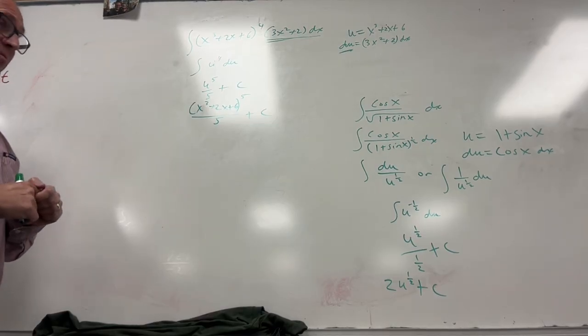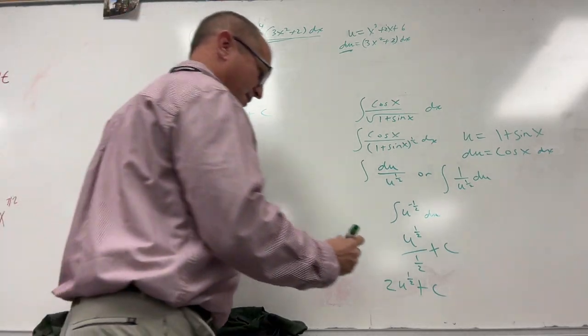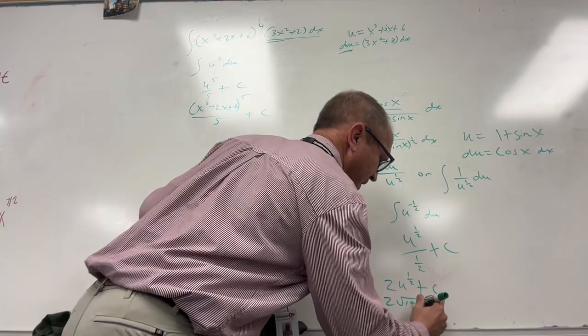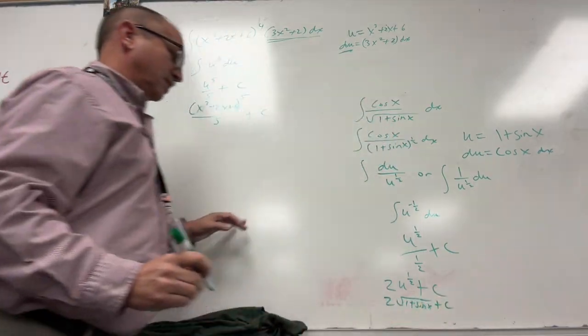And u is the same thing as what? 1 plus sine x. So it's 2 times the square root of 1 plus sine x plus c.